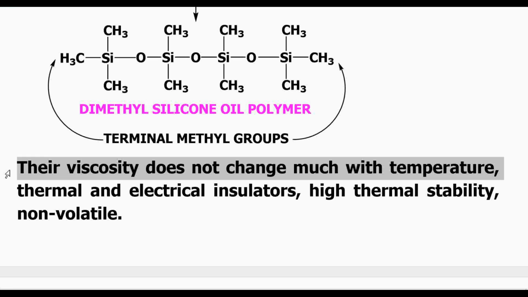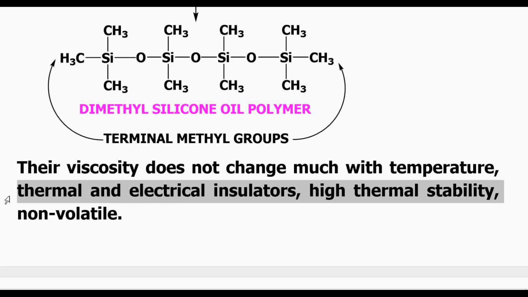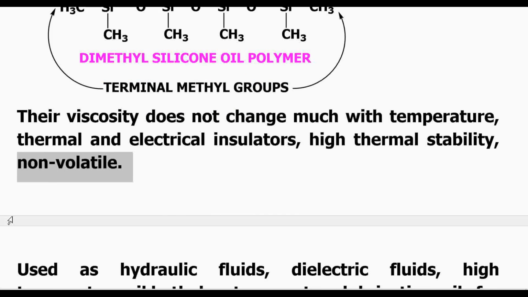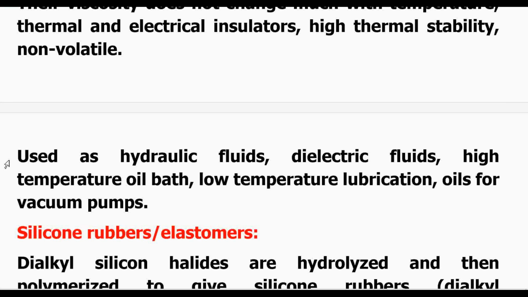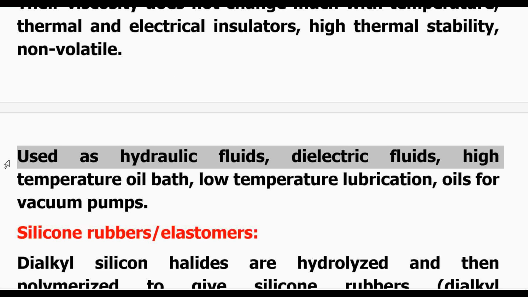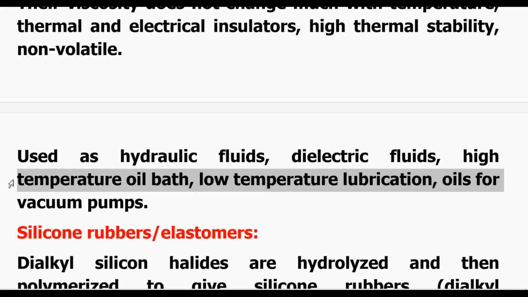Some important characteristics of silicone oils: their viscosity does not change much with temperature. Then they are very good thermal insulators and electrical insulators. They have high thermal stability and they are non-volatile, that is, they do not evaporate easily. Because of these properties, the silicone oils are preferred in hydraulic fluids, dielectric fluids, high temperature oil baths, low temperature lubrication, and oils for vacuum pumps.